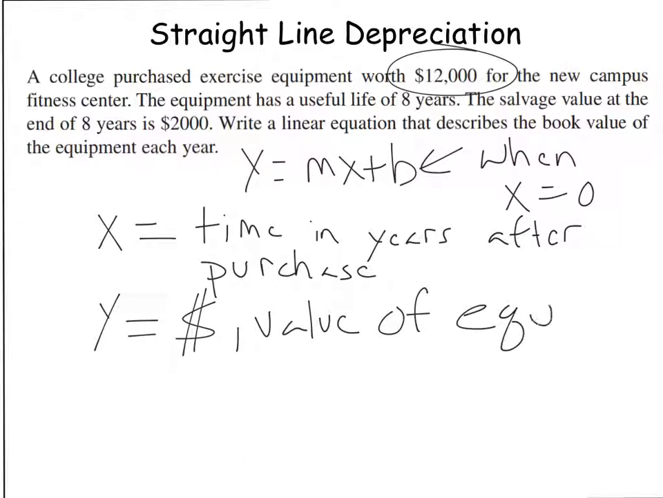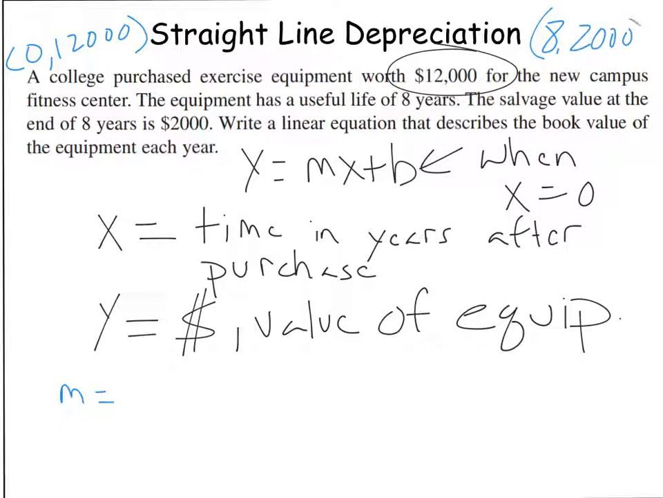So the next question becomes, do they give us enough information in this problem to figure out how much it was going down? Because that's what I need for the slope. The answer is yes. We have 2 points, right? Really what this is telling us is that this line includes the point (0, 12,000), and it includes the point (8, 2,000).